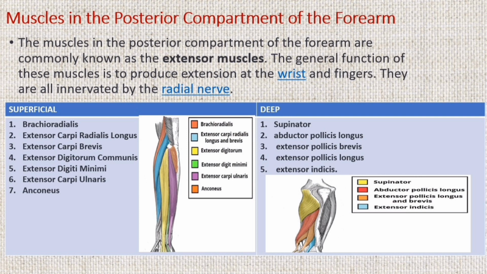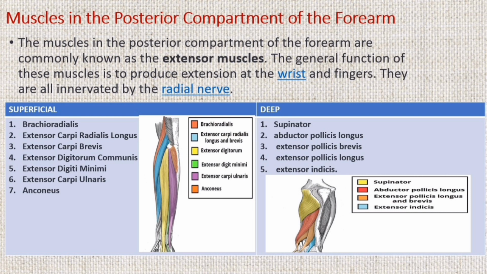Attachments. The ECRL originates from the lateral supracondylar ridge of the humerus, while the ECRB originates from the lateral epicondyle. Their tendons attach to metacarpal bones 2 and 3. Actions. Extends and abducts the wrist. Innervation. Radial nerve. Extensor digitorum communis.